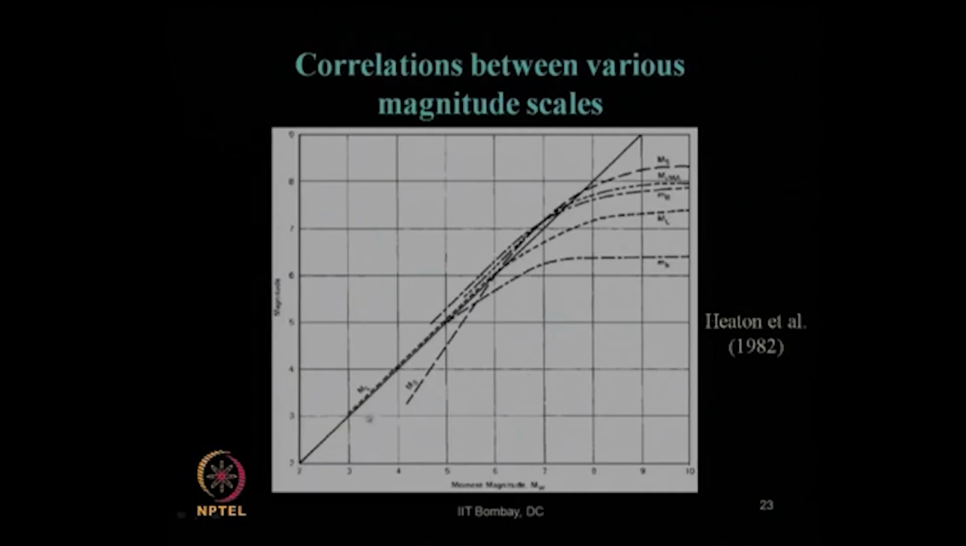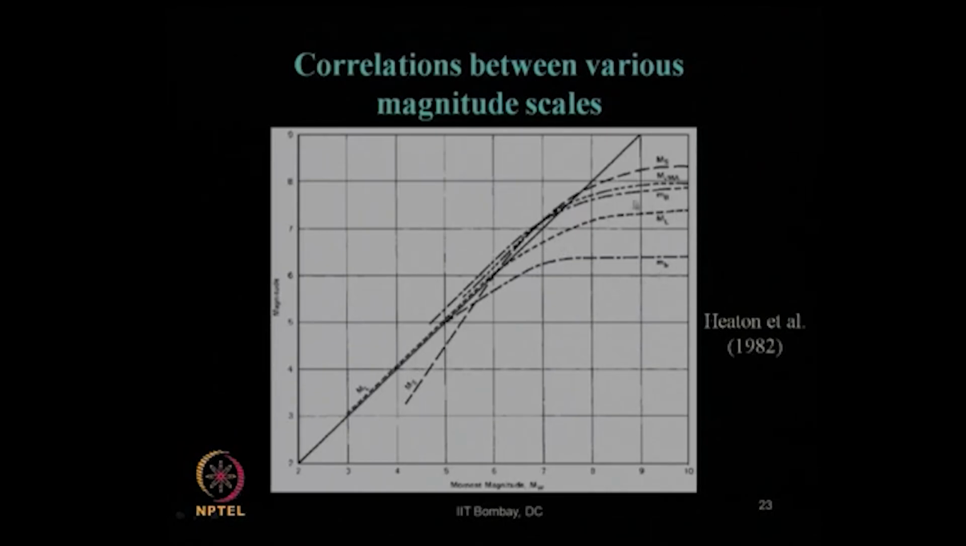This dark line shows the line of equality. You can see 2, 2, 3, 3, 4, 4, 5, 5, and here 9, 9. Now, you can see this dotted line shows the local magnitude or Richter magnitude ML, which goes here and then saturates. You can see that beyond a value of about 7 or so, it tends to saturate.